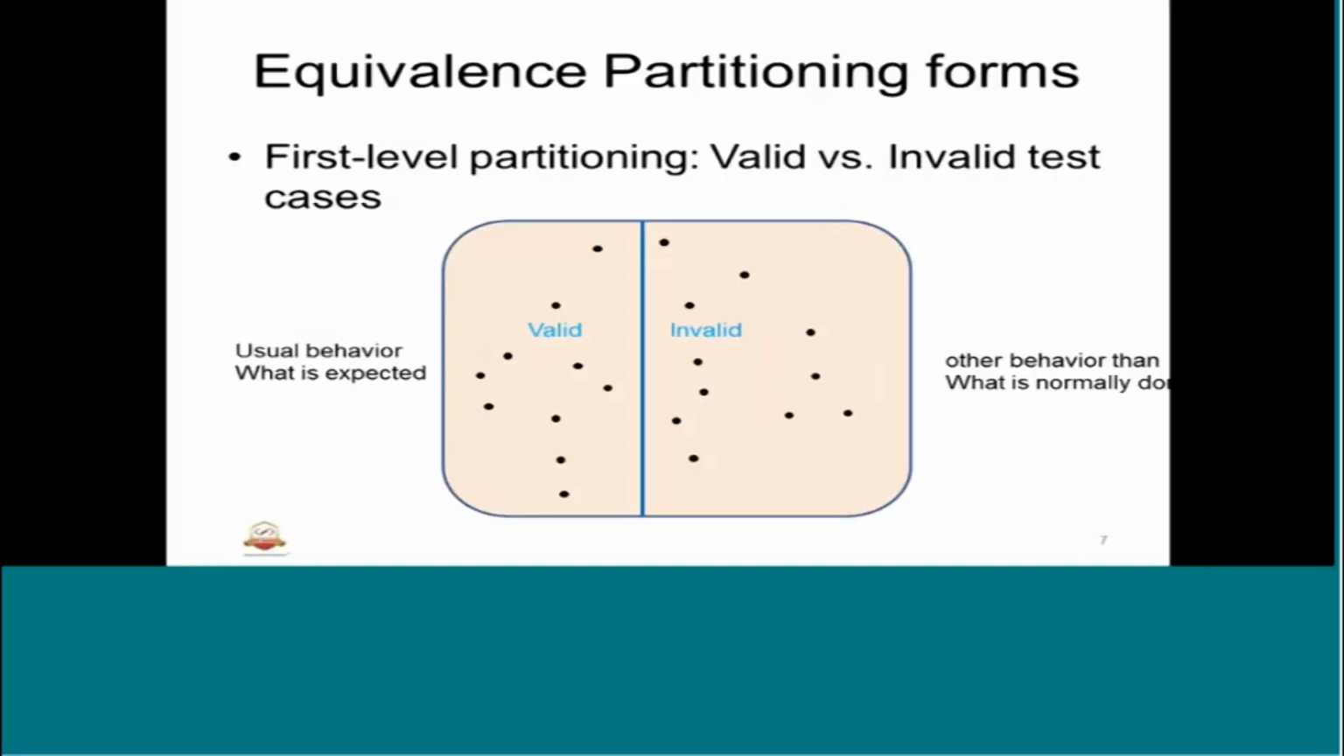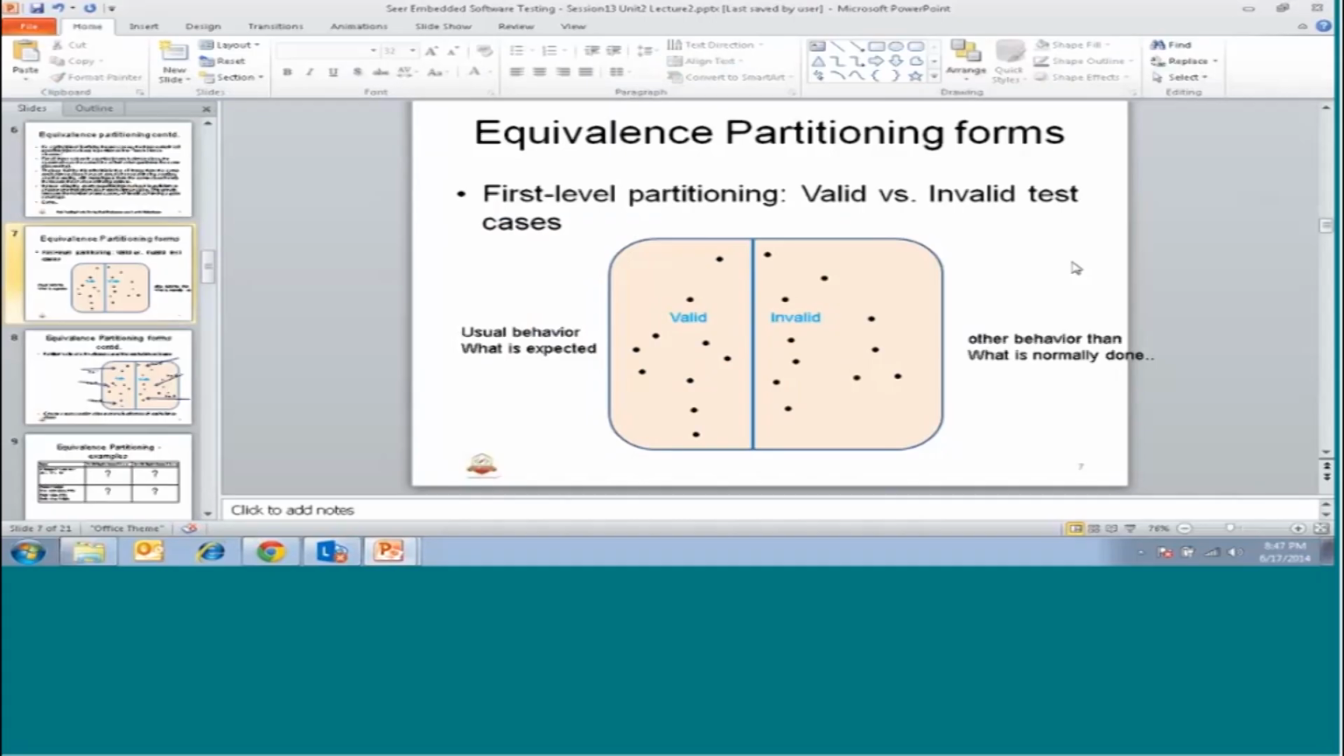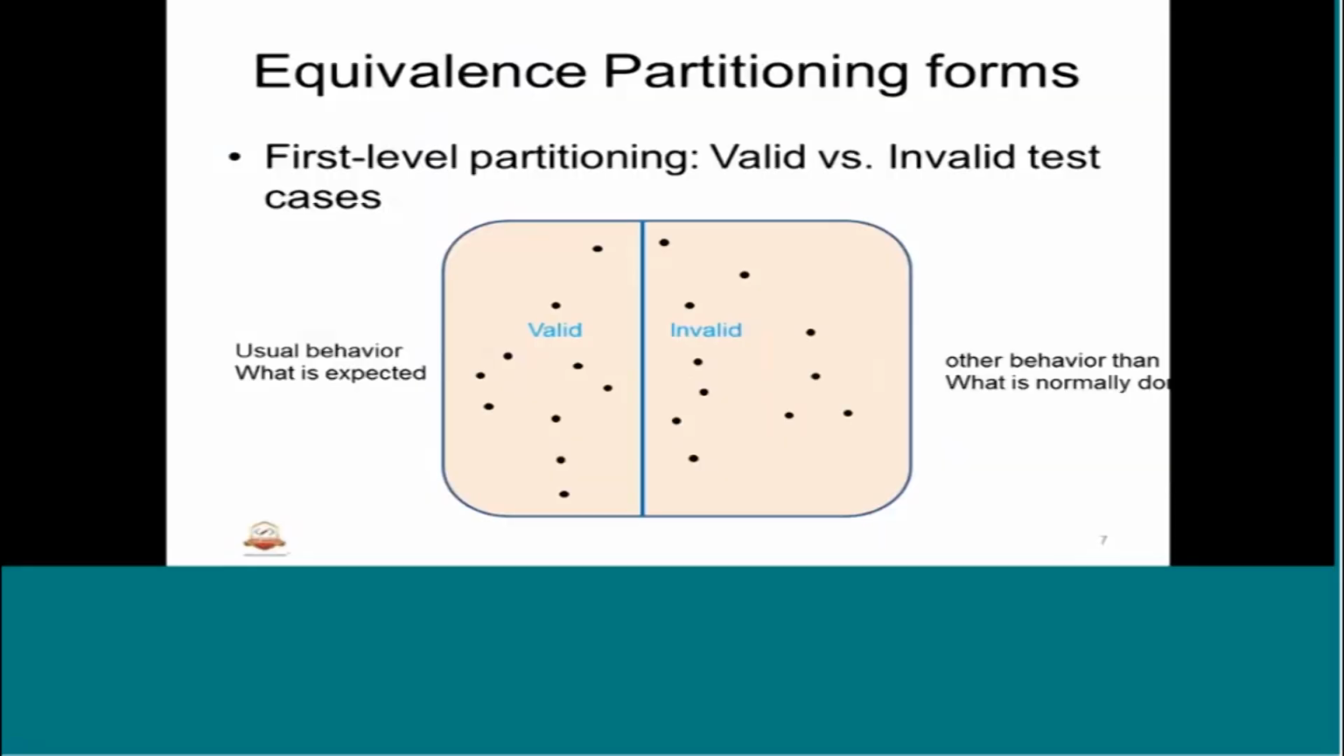Okay, so let us see equivalence partitioning forms. What are the types that we have for equivalence partitioning? There are two basic partitioning methods that we have for equivalence partitioning. That is why it is called partitioning. One is valid partitioning, the other one is invalid partitioning. So what is valid partitioning?